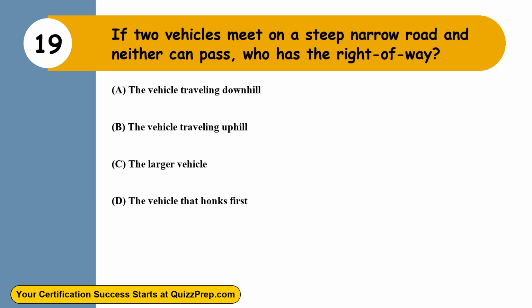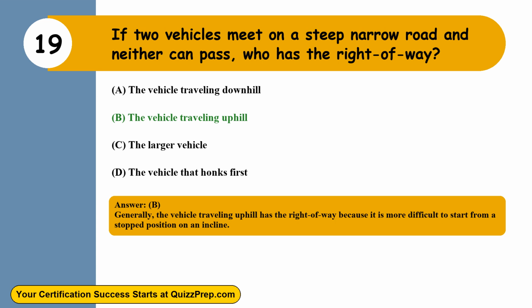Question 19. If two vehicles meet on a steep narrow road and neither can pass, who has the right of way? Option A. The vehicle traveling downhill. Option B. The vehicle traveling uphill. Option C. The larger vehicle. Option D. The vehicle that honks first. The correct answer is option B, the vehicle traveling uphill. Generally, the vehicle traveling uphill has the right-of-way because it is more difficult to start from a stopped position on an incline.